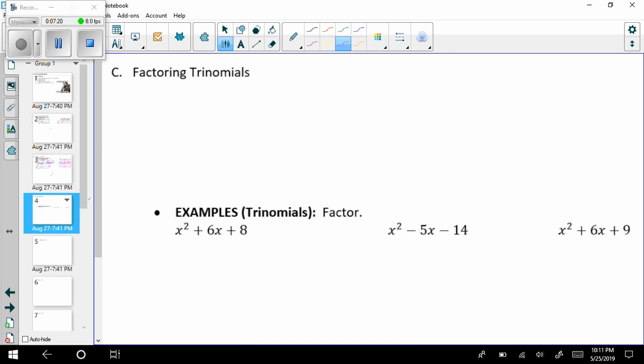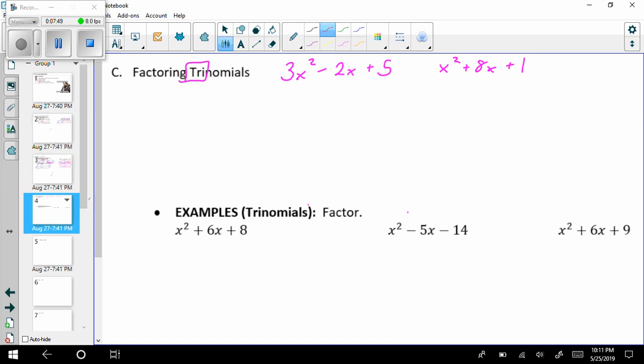The other way to factor is factoring trinomials. Trinomials, let the word tri kind of tell you what you're dealing with. A trinomial is a polynomial with 3 terms. So it might be something like 3x squared minus 2x plus 5, or x squared plus 8x plus 1. 3 terms. So grouping won't work because I don't have 4 terms.